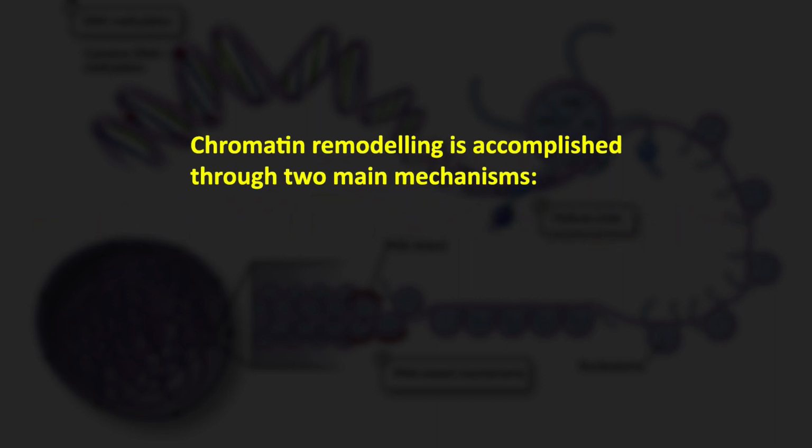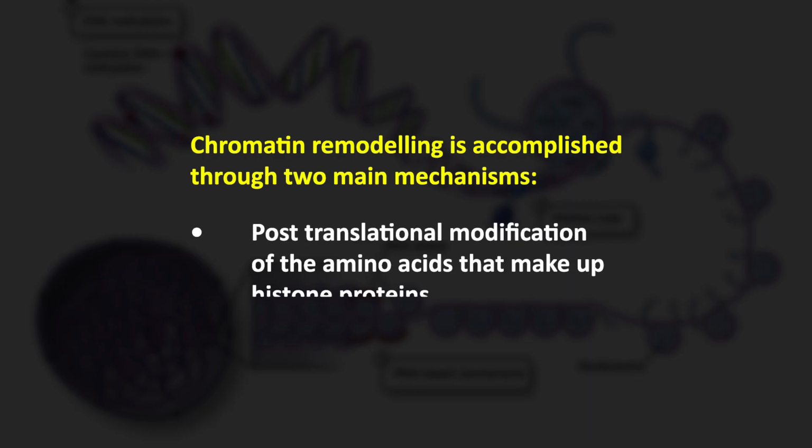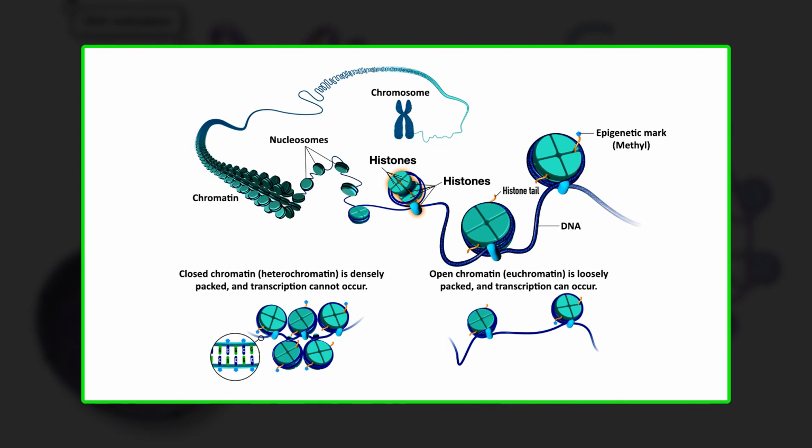Chromatin remodeling is accomplished through two main mechanisms. The first way is post-translational modification of the amino acids that make up histone proteins. Histone proteins are made up of long chains of amino acids. If the amino acids in the chain are changed, the shape of the histone might be modified.